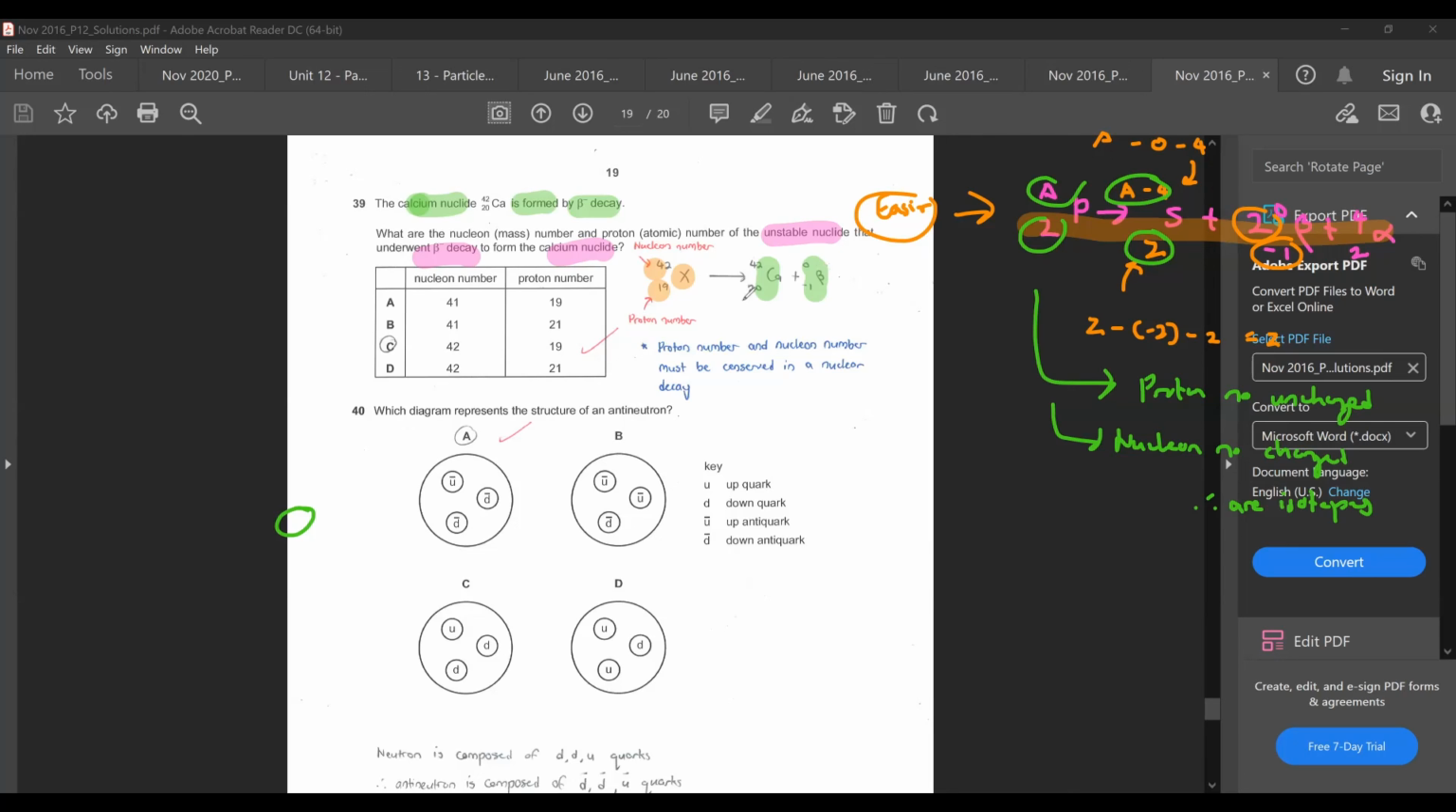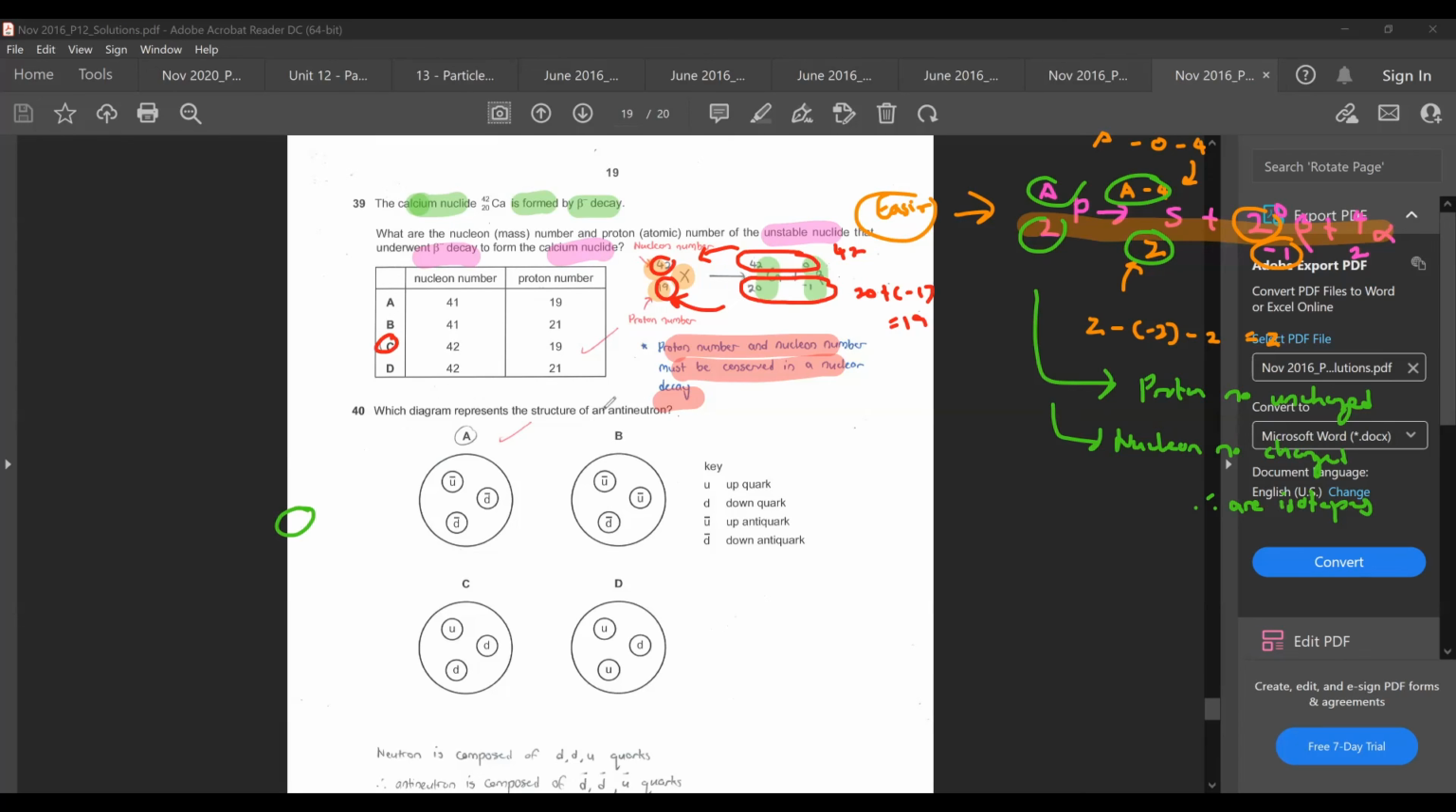Because proton number and nucleon number must be conserved in any nuclear reaction, whatever proton number you have here will be your proton number here. Whatever nucleon number you have here will be your nucleon number here. So this one is 42 plus 0, giving you 42. This one is 20 plus negative 1, so that is 19. So it's 42, 19. Okay, so that one is okay. Right, so answer is C.